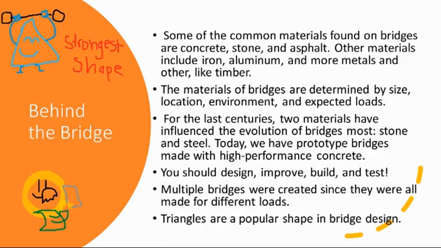Behind the bridge. Some of the common materials found on bridges are concrete, stone, and asphalt. The materials of bridges are determined by size, location, environment, and expected loads. Used to design, improve, build, and test. Multiple bridges were created since they are all made for different loads. Triangles are a popular shape in bridge design.